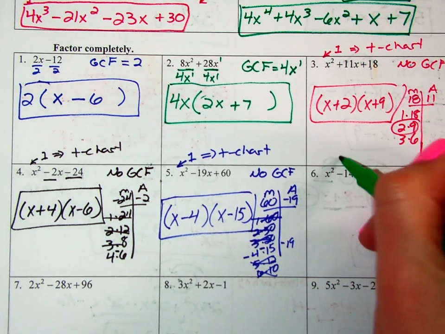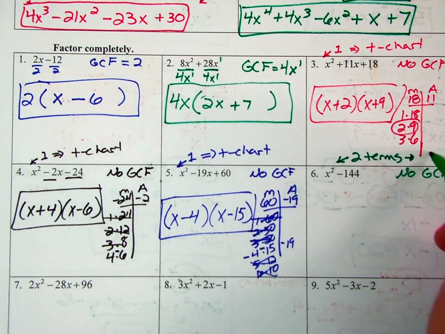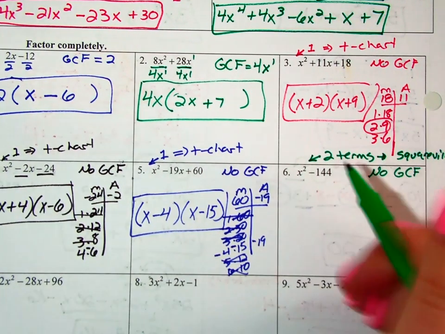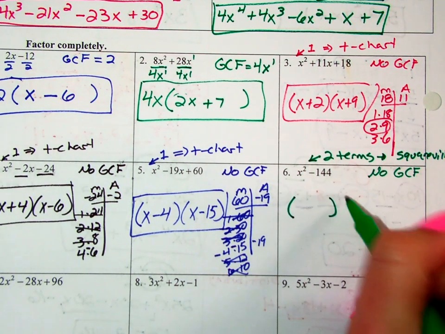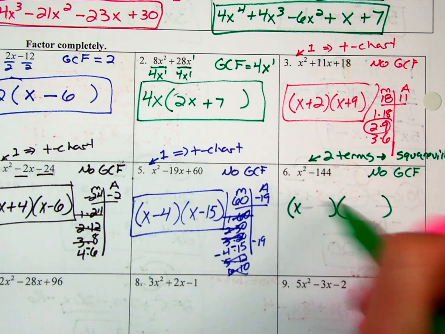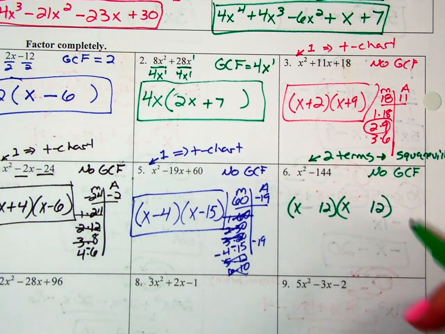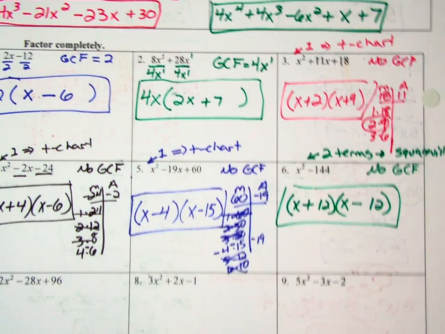Now this one, there are only 2 terms. If there's only 2 terms, we do the whole Squaresville thing, right? Are they perfect squares having their differences? Well, 144 is a perfect square, x squared is a perfect square. They're having their differences. So that means they go to their roots. The root of x squared is x, the root of 144 is 12, and they think about the good times and the bad times, and we have it factored.